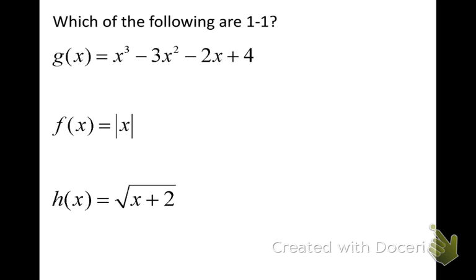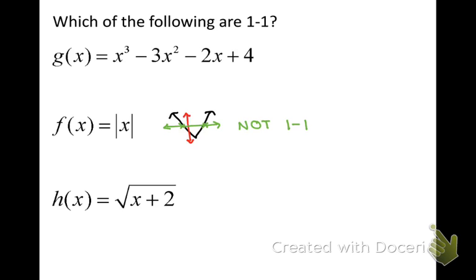Let's look at f of x equals the absolute value of x next. Based on our parent functions, we know that this has a V shape to it. It would pass my vertical line test, so I do know that it's a function. But if I use the horizontal line test, it is passing more than once, so it is not one-to-one.